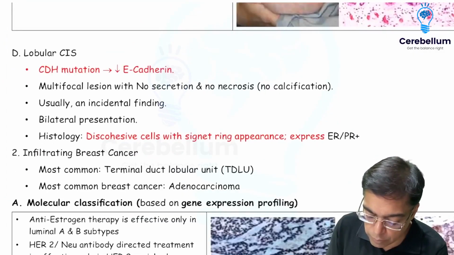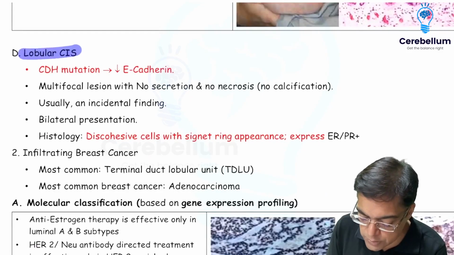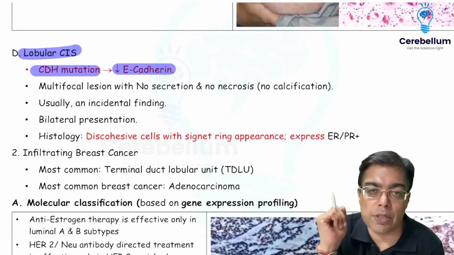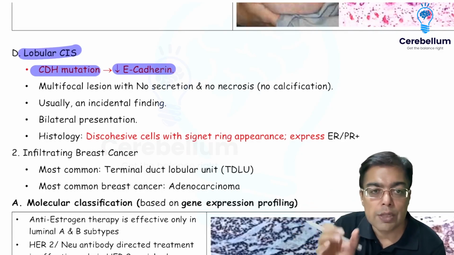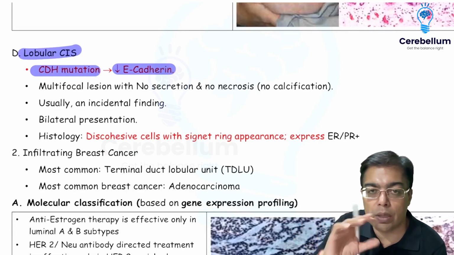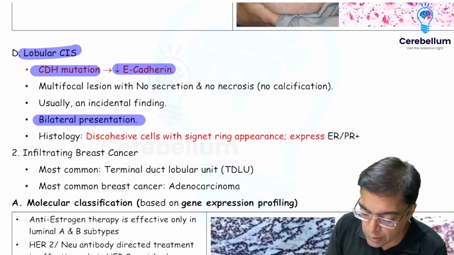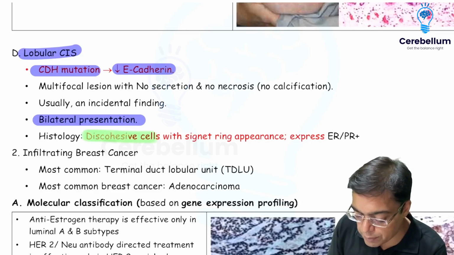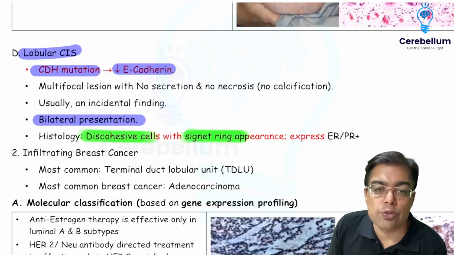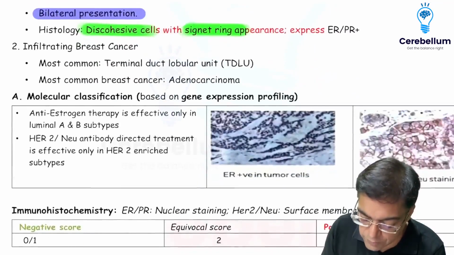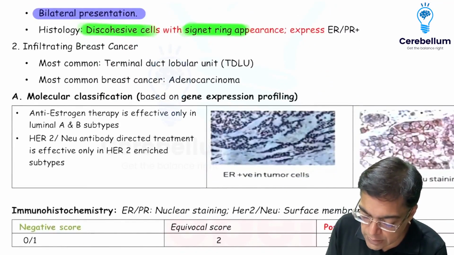Making a mention of lobular carcinoma in situ, why that's important is because it has an association with CDH1 mutation and therefore lowered expression of E-cadherin. Remember, cells separate out, so there is a higher risk of development of bilateral tissue involvement. The cells are separated out, so that is called discohesive cells. And because they contain mucin, there is a signet ring appearance.